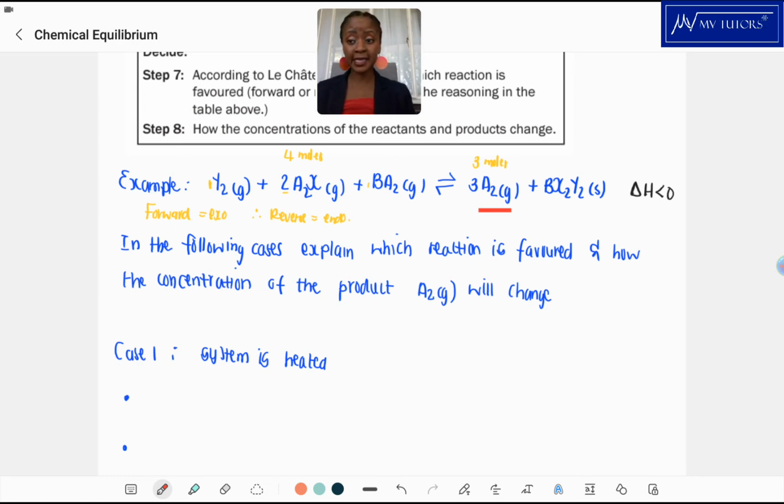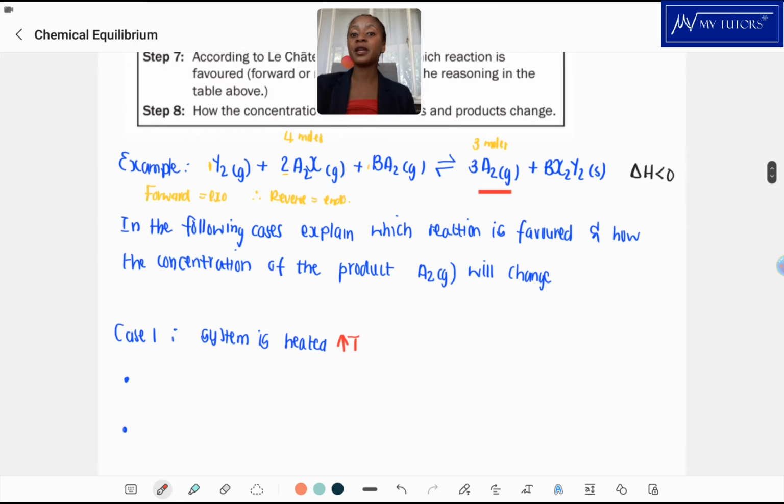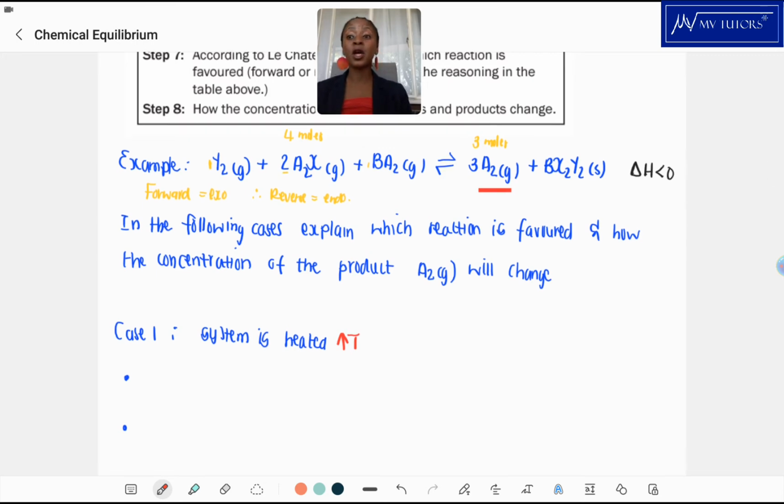So the system is heated. Basically we're saying we are increasing temperature. And what will it favor? Remember what we said when we talked about temperature: when you increase temperature, you're going to look at the endothermic. It will favor the endothermic. So we need to say which reaction is favored. The endothermic reaction is favored. And where is the endothermic? The reverse. So the reverse reaction is favored.